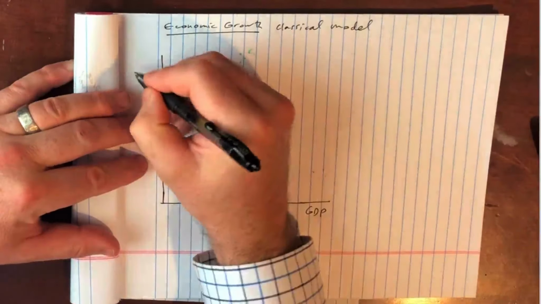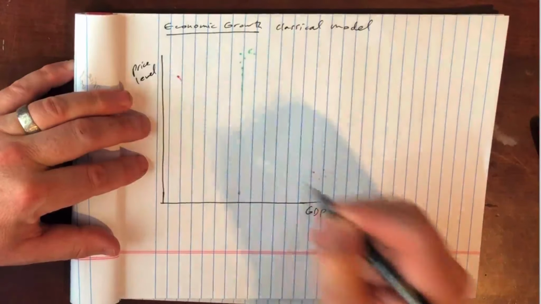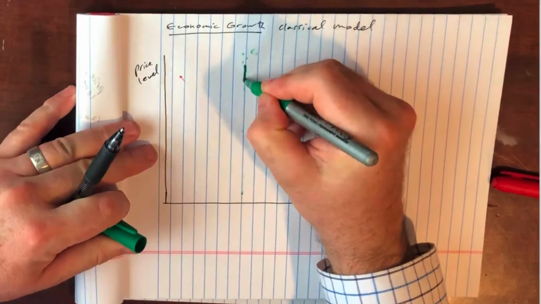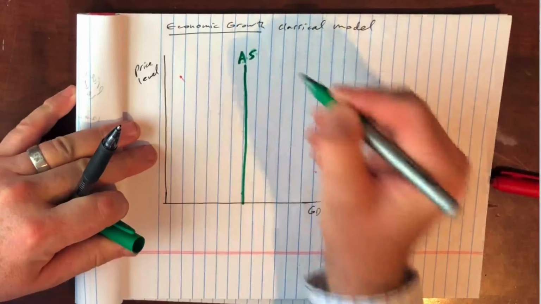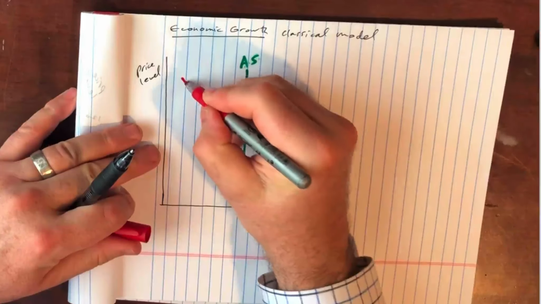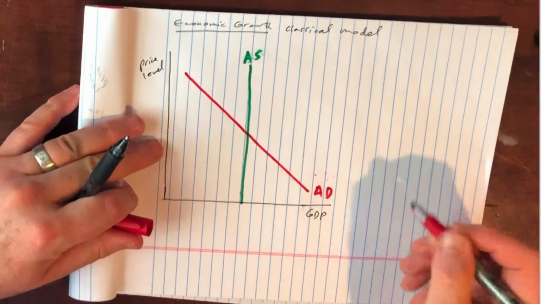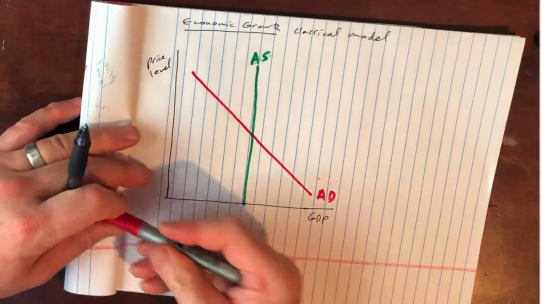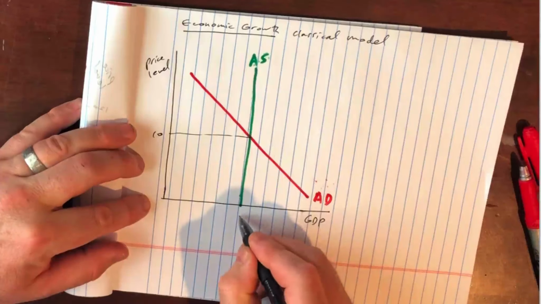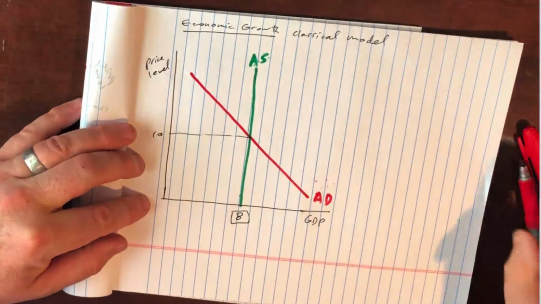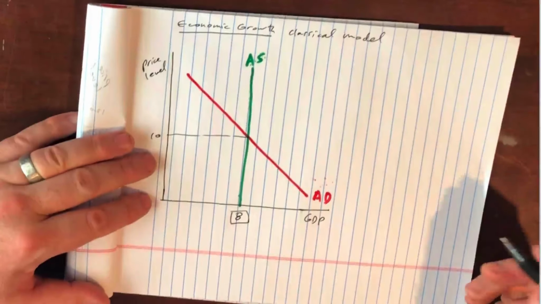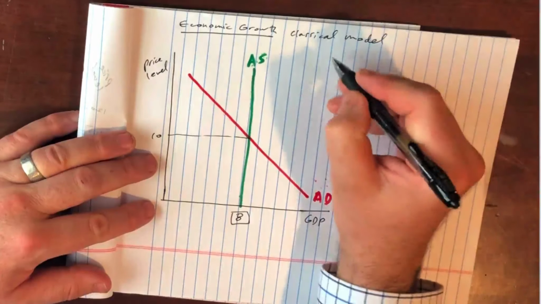We've got GDP, we've got the price level. All right, so our initial position here was that the aggregate supply curve is here, and our aggregate demand curve right here, leading to a price level of 100 and a potential GDP of 8 trillion. All right, so how economic growth would occur is like this, right?